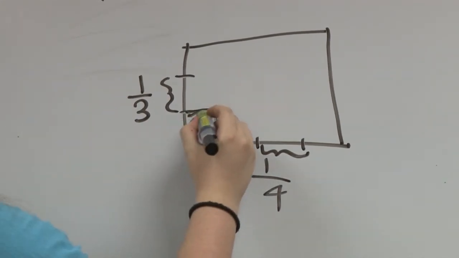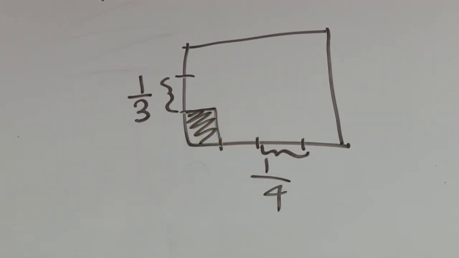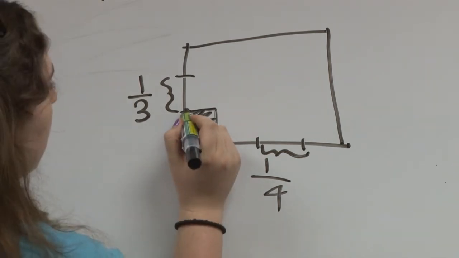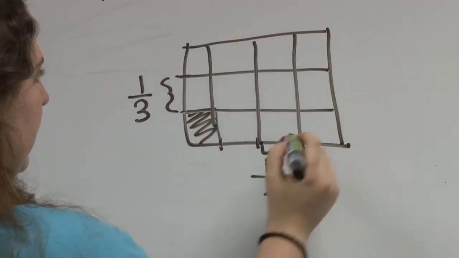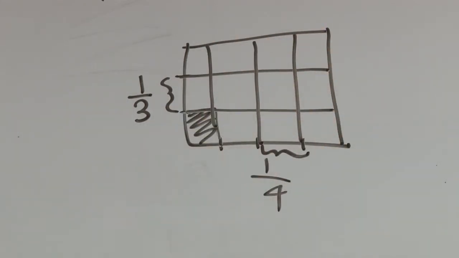Now, when we think about this, this is where the common denominator comes in, because now we're talking about the same number of pieces, where this object is going to be broken up into a total of 12 pieces. And of those 12, we have just the one.